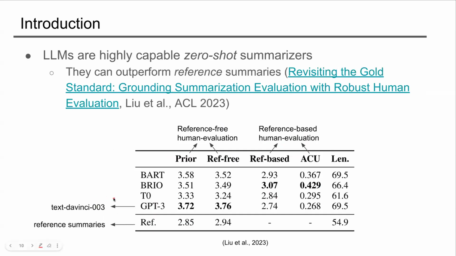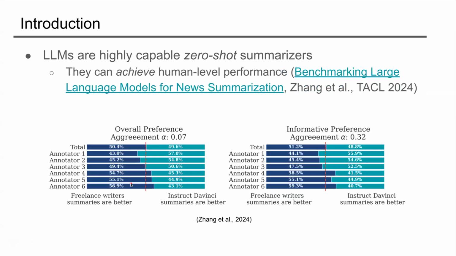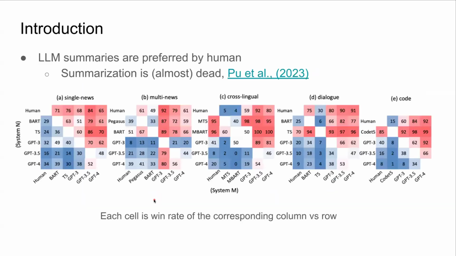There's another work showing similar results, that the GPT-3 model can achieve higher preferences compared with smaller task-specific models. Other work shows that on tasks like news summarization, even models like ChatGPT are comparable with freelance writers. You don't see a huge difference, and it is kind of subjective. Based on this, it looks like LLMs are very good summarizers. And finally, this is the last slide about the prior work.